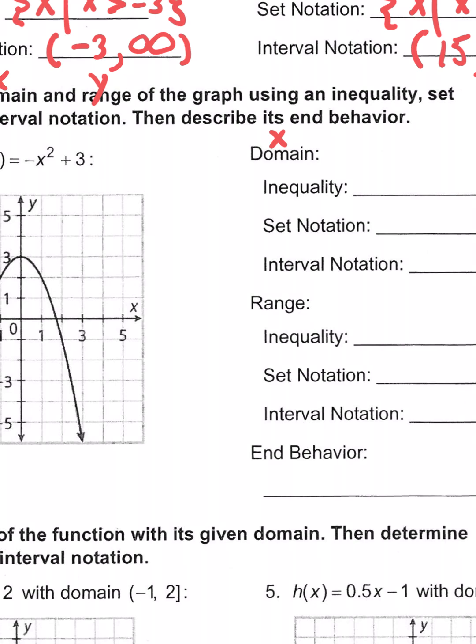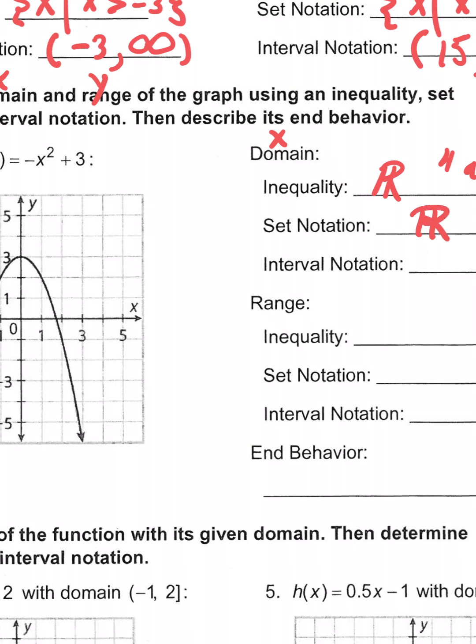Well, simply put, x is all of the real numbers. It's like every single one of them. So instead of writing an inequality, we're simply going to put this symbol. It's like 2 lines, and then you write an R. That means all real numbers. That's what that means. Okay? So in set notation, how would you write it? Well, pretty much the same way. All real numbers. What about interval notation?